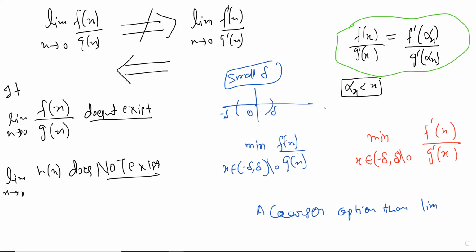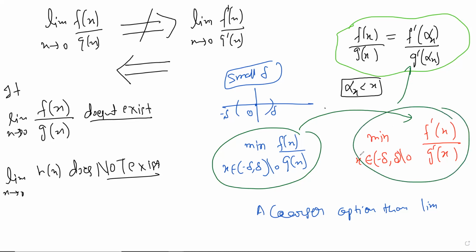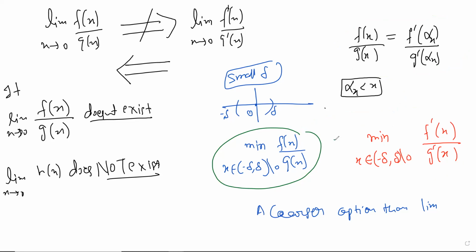See, the point is that whenever you're evaluating f of x by g of x for some x inside this, you're basically picking something from here only, because of this equation. Whenever you want f x by g x, you're basically picking something from the second set only. So it's like the left-hand side set is a subset of the right-hand side set. So its minimum should obviously be bigger. Can be equal also.